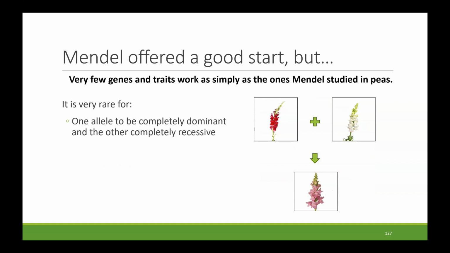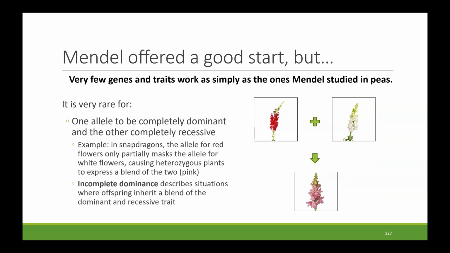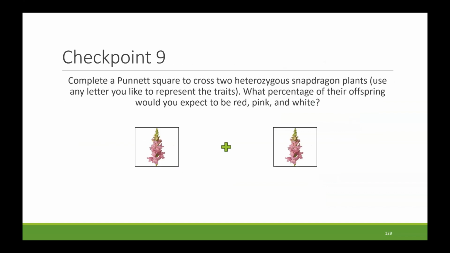Sometimes the dominant allele does not completely block out the recessive allele. For example, in snapdragons, which are a type of flower, the allele for red flowers only partially masks the allele for white flowers, which means that heterozygous plants, ones that have one dominant and one recessive allele together, end up expressing a blend of red and white, and therefore they are pink. This situation is known as incomplete dominance, and this also applies to human skin color. Human skin color is both a polygenic trait and a trait where incomplete dominance is at play.